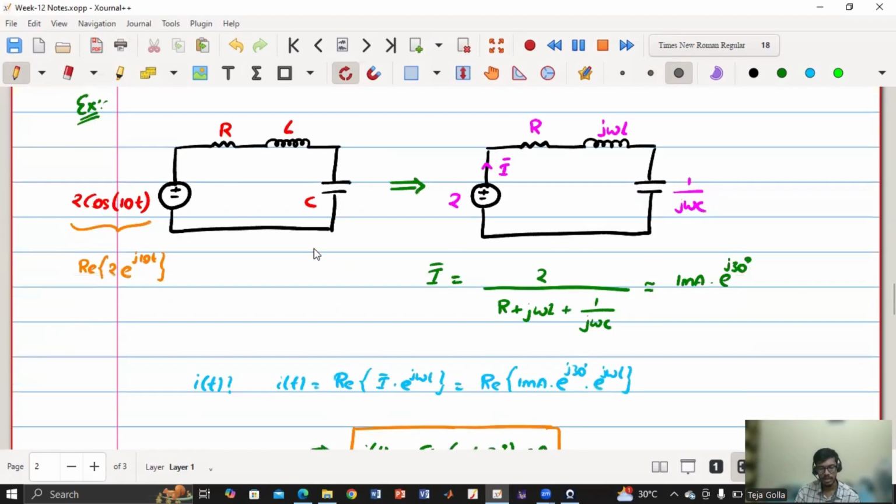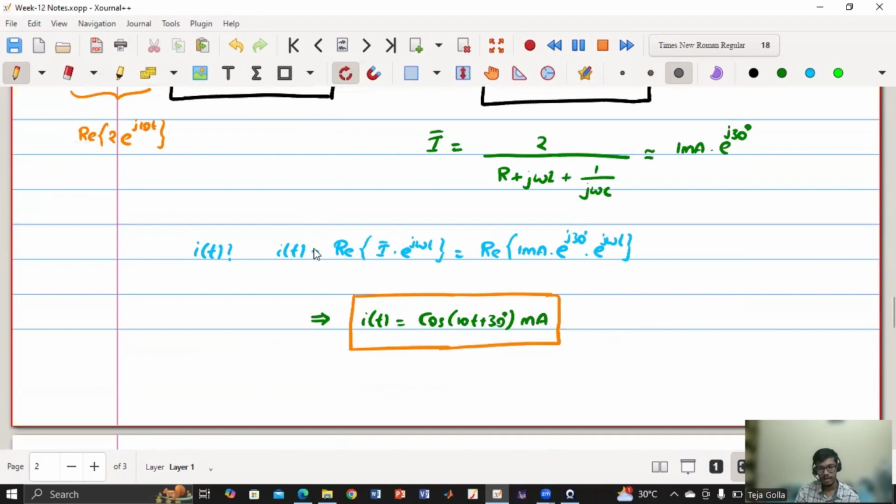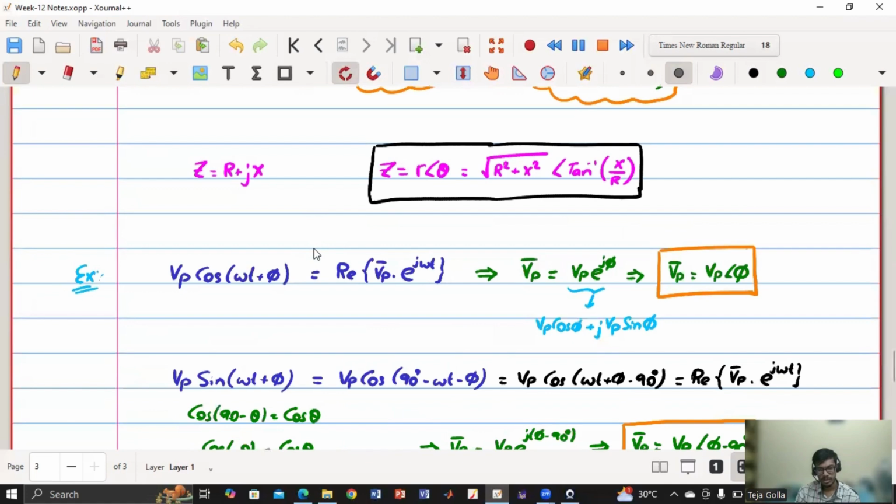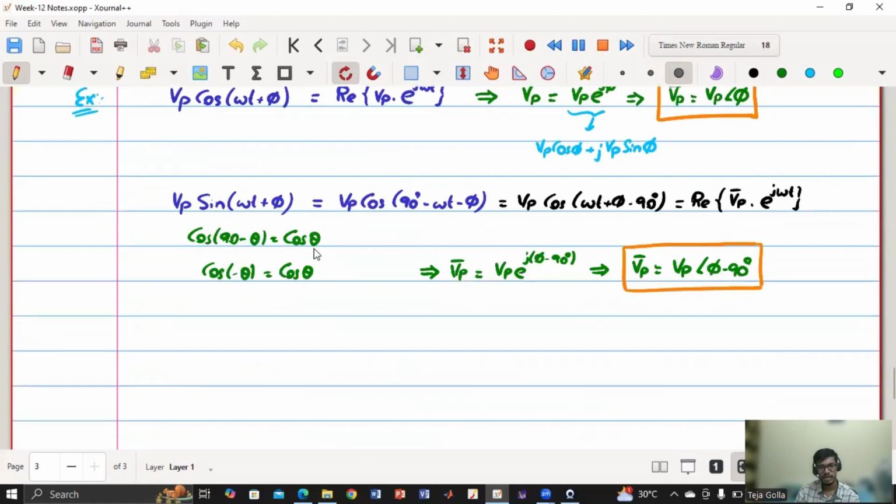and j omega L. So for any given circuit, first we'll convert everything in terms of phasor. We'll solve the phasor. Then we'll write everything back in the time domain expression using this real part of phasor into e to the power j omega t equation. And complex numbers can also be written in polar form, which is r angle theta, where r is the magnitude and theta is the phase. So if the input is Vp cos omega t plus phi, then our phasor is Vp angle phi. If the input is Vp sin omega t plus phi, then our phasor is Vp angle phi minus 90 degrees.